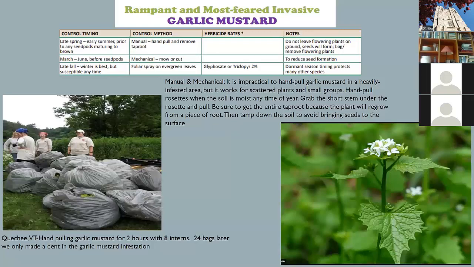So on the right, there's a picture of garlic mustard. And on the left, this was during my internship in Vermont, where all the interns were pulling garlic mustard. So 24 bags later, we only made a dent in the garlic mustard infestation, and that's me in my blue bandana.